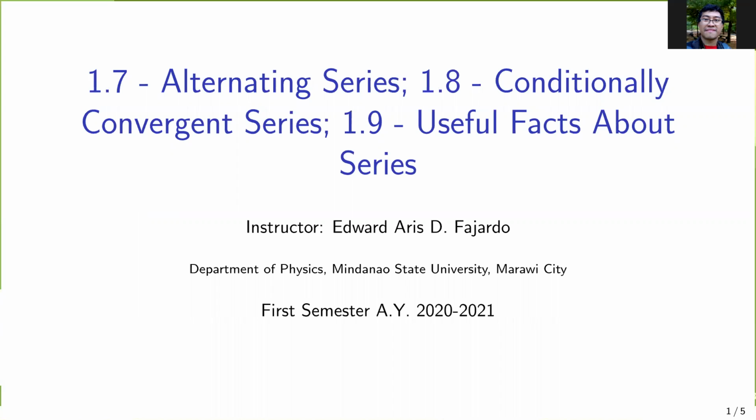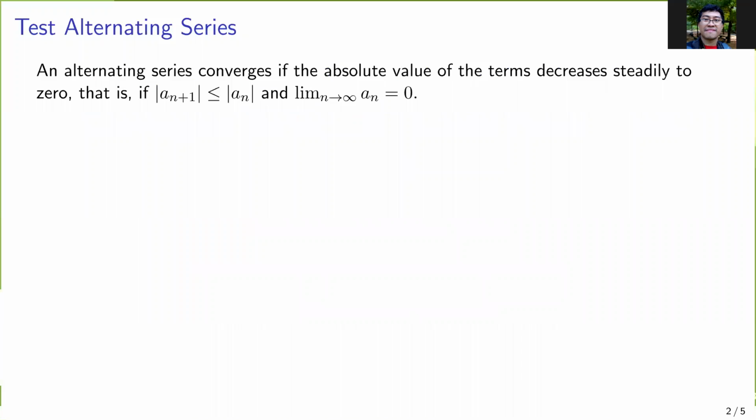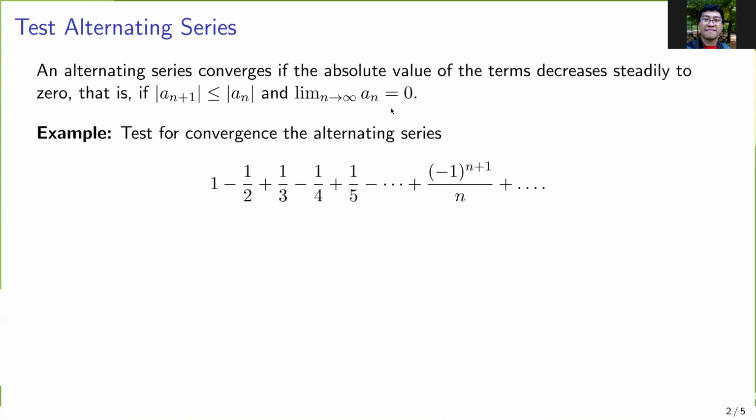For the next part, let us discuss sections 1.7, 1.8, and 1.9. If you have an alternating series, it converges if the absolute value of the terms decreases steadily to zero. That is, if a_(n+1) is less than or equal to a_n, and the limit as n approaches infinity is 0.